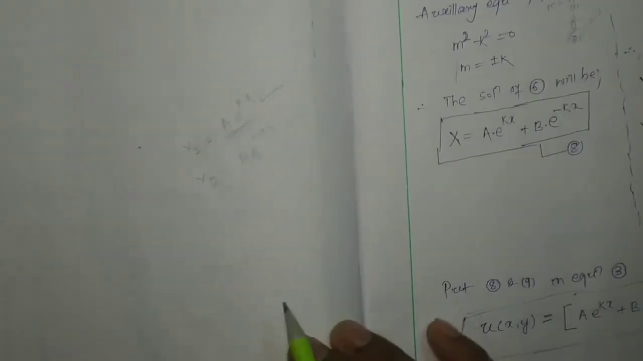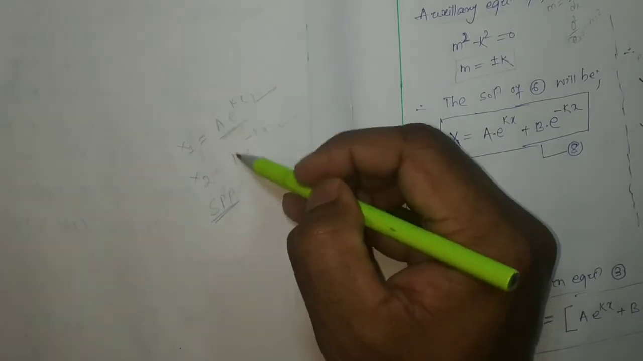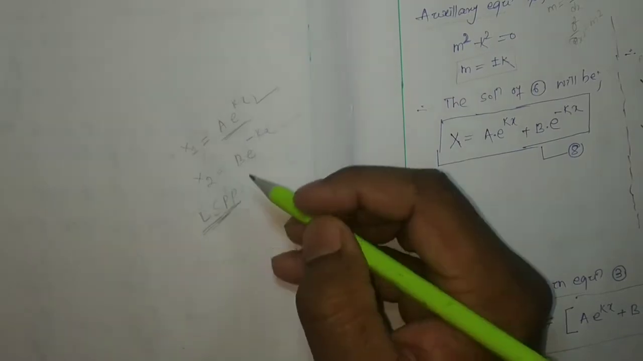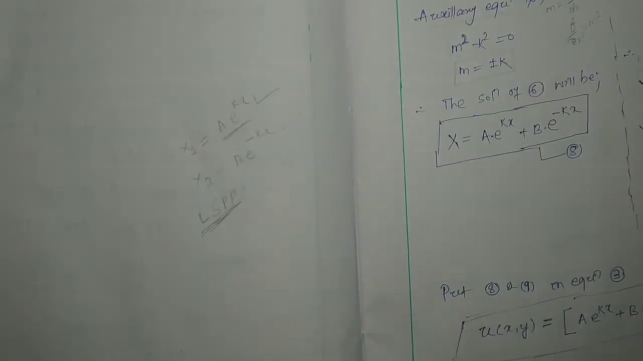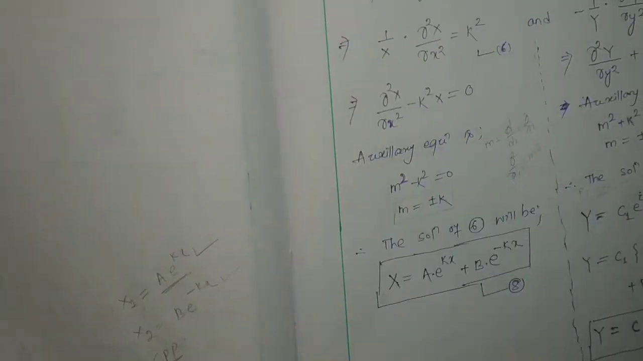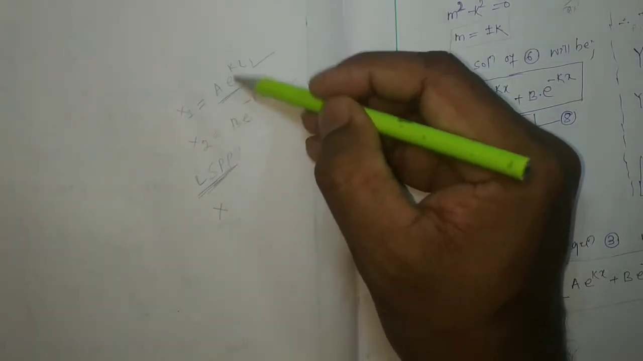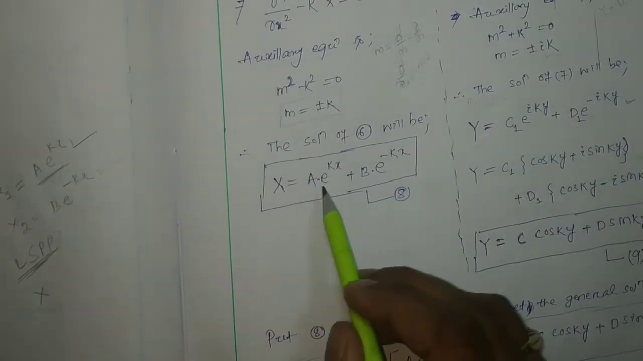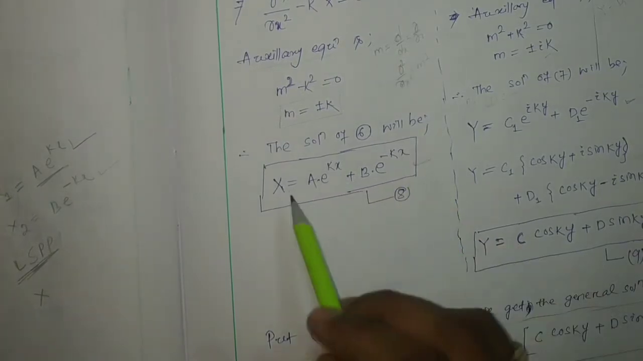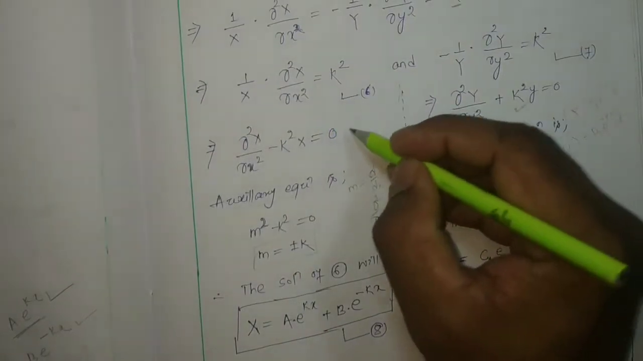Now if we consider the linear superposition principle, then the addition of these two solutions will be the solution of the differential equation. That means if we consider x equal to the addition of these two separate solutions, x equal to a e to the kx plus b into e to the minus kx, this will be the so-called general solution of equation number 6.